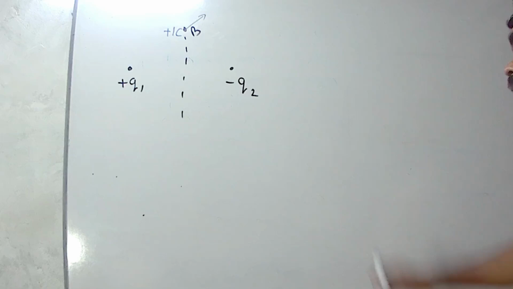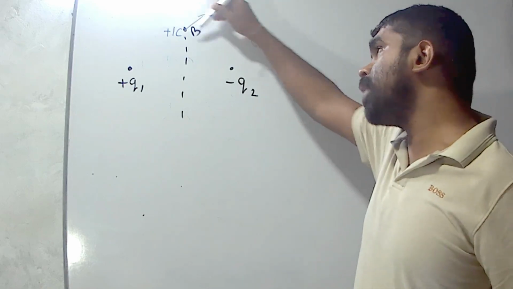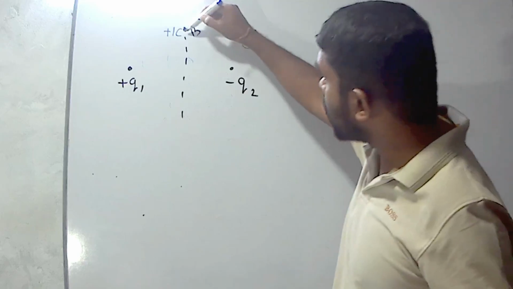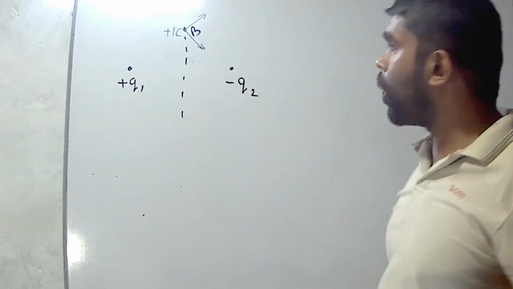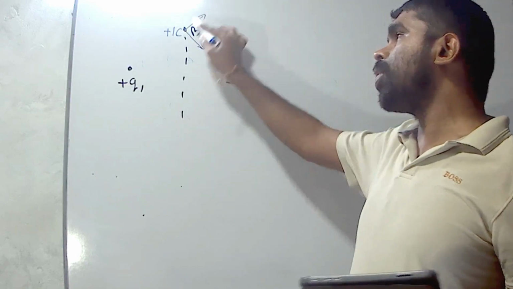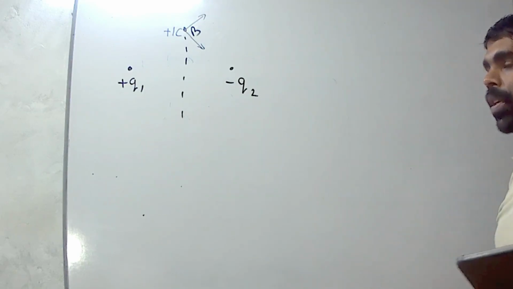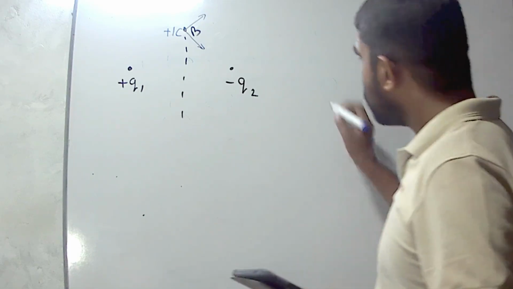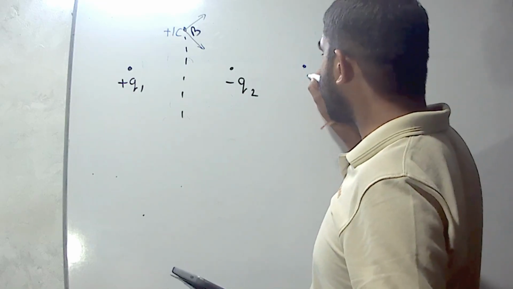And when considering these two charges, there are opposite charges. Then there is an attraction. Therefore, the resultant of these two forces could not be 0. Therefore, we have to consider point A.